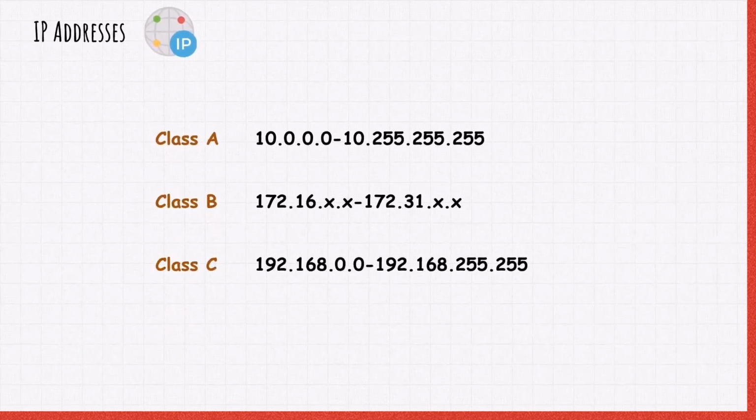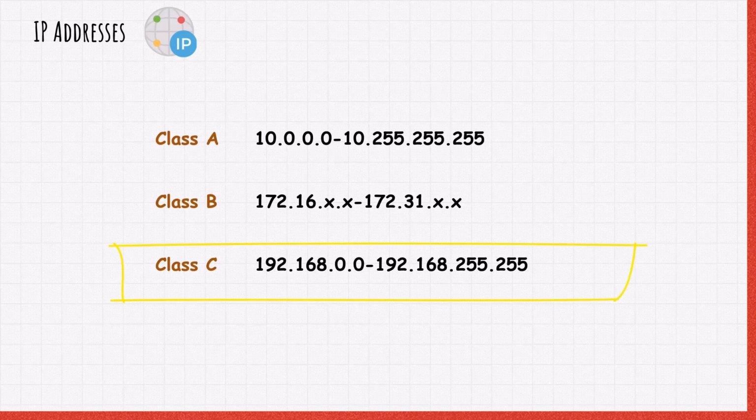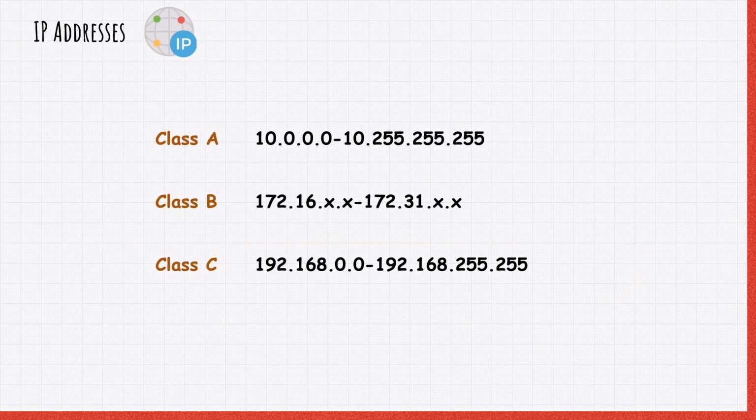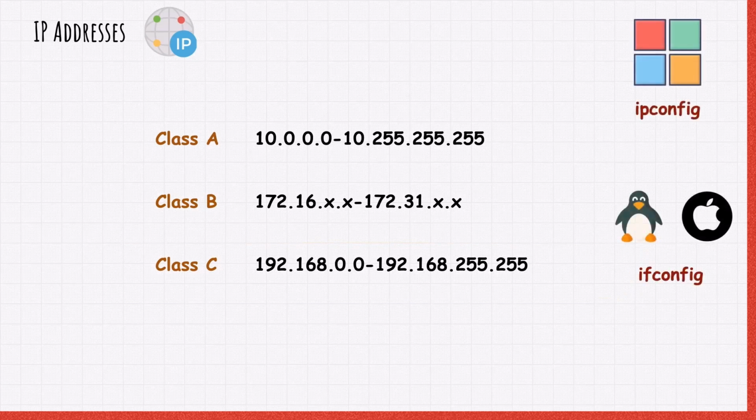Now, you will most commonly encounter Class C in home networks, and this is the one with the range of 192.168.something.something. You can check for yourself right now to see which range your device belongs to inside of your network. If you're on Windows, open your command prompt and type ipconfig, and if you're on Mac or Linux, open up your terminal and type ifconfig.